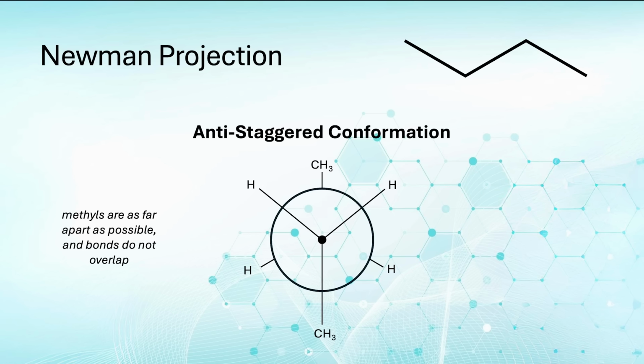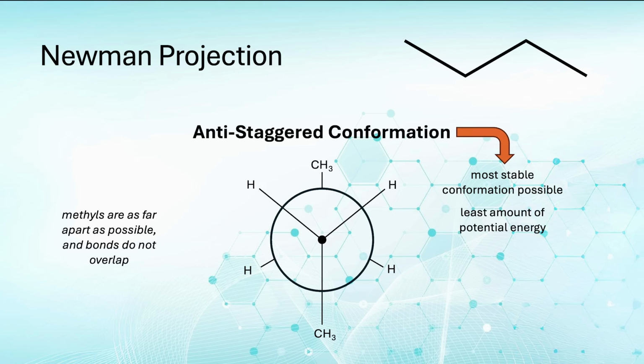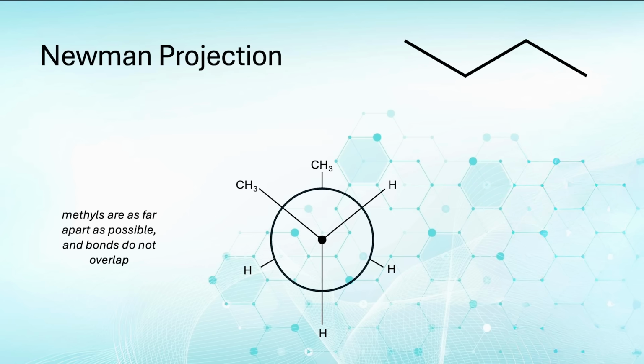Since there is the most possible amount of space between the atoms, this would be the most stable conformation possible. The anti-staggered conformation will be the conformation with the least amount of potential energy. Let's rotate the front carbon. This time, the largest groups are not as far apart as possible, but the bonds on each the front and back carbon still don't overlap.